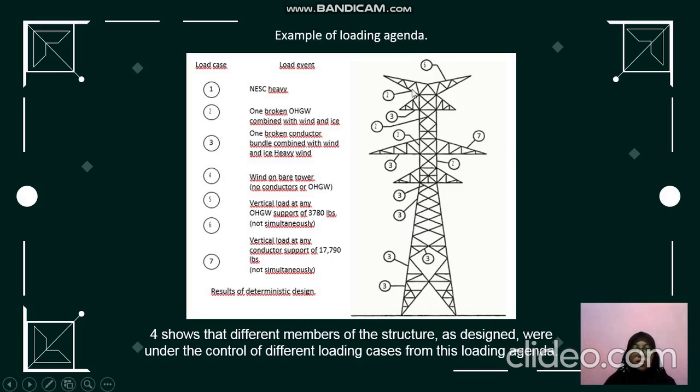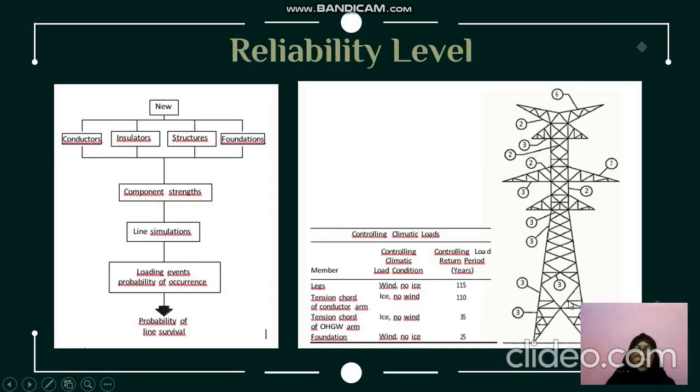And then number six, not simultaneously vertical load at any conductor support of 17.790. And number seven, not simultaneously. Okay, this is the result of deterministic design. It shows that different members of the structure as designed were under the control of different loading cases from this loading agenda.